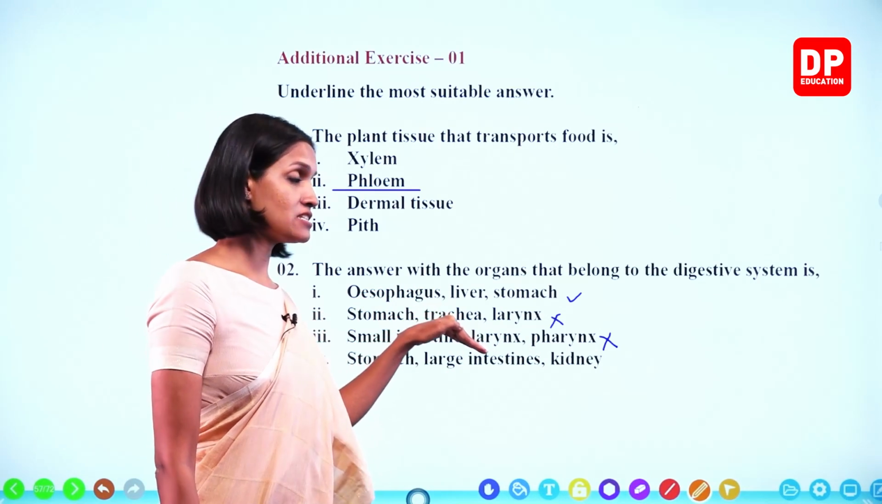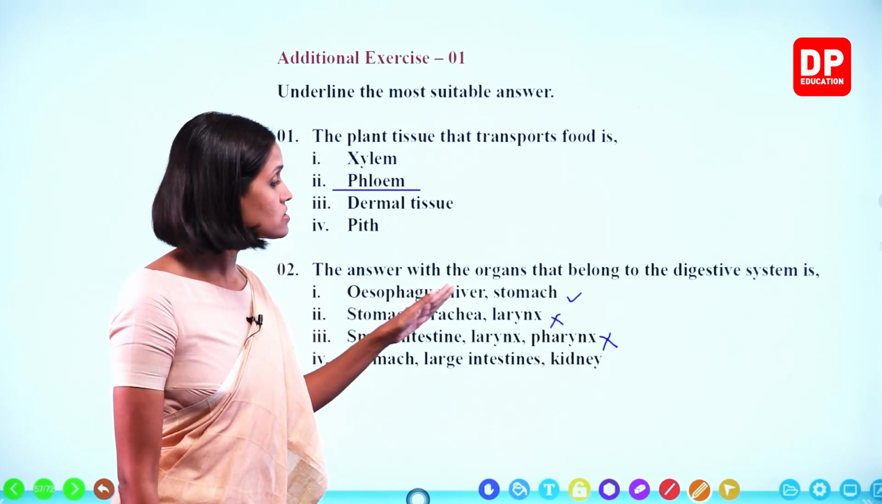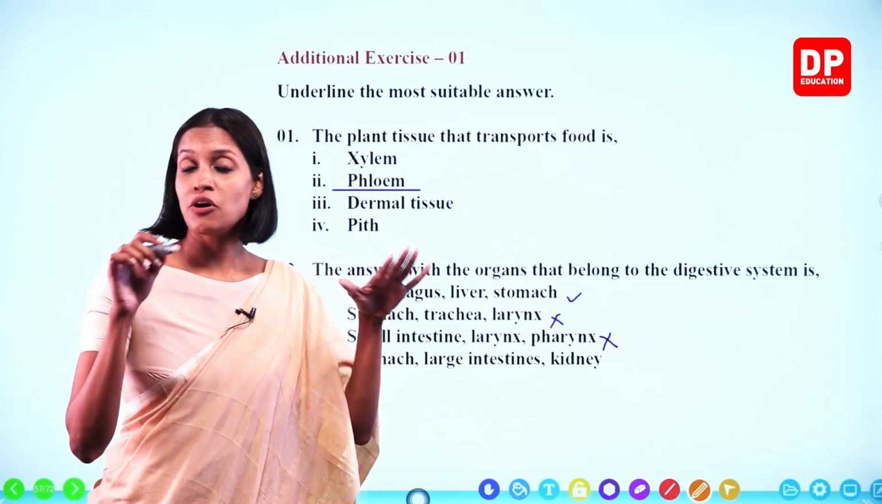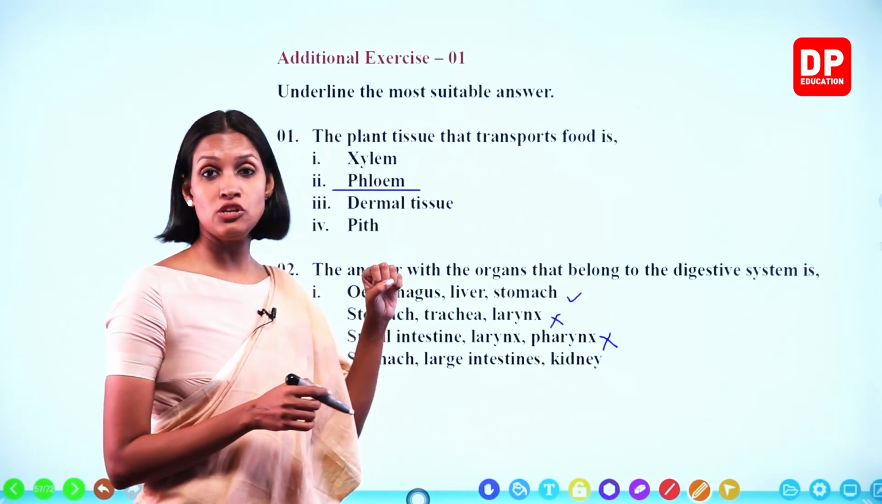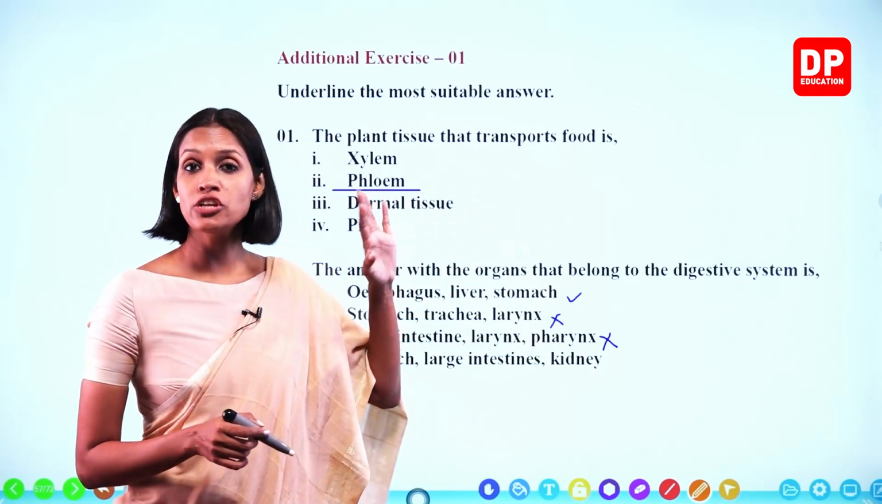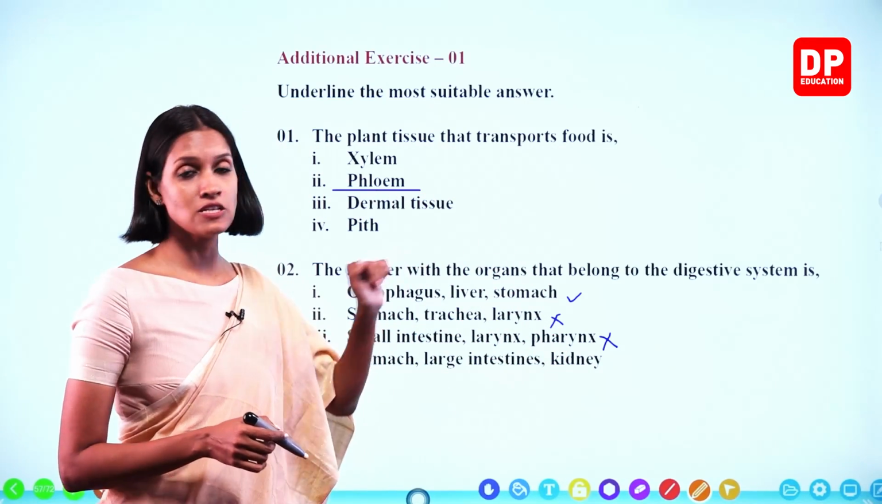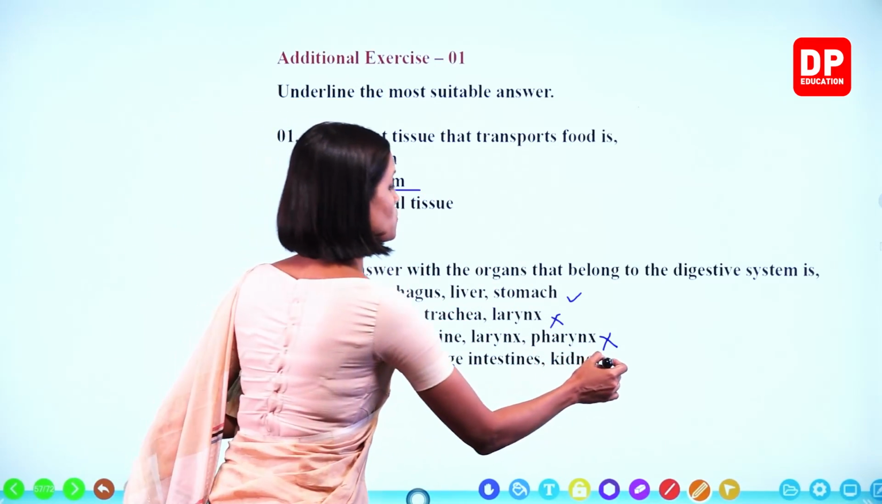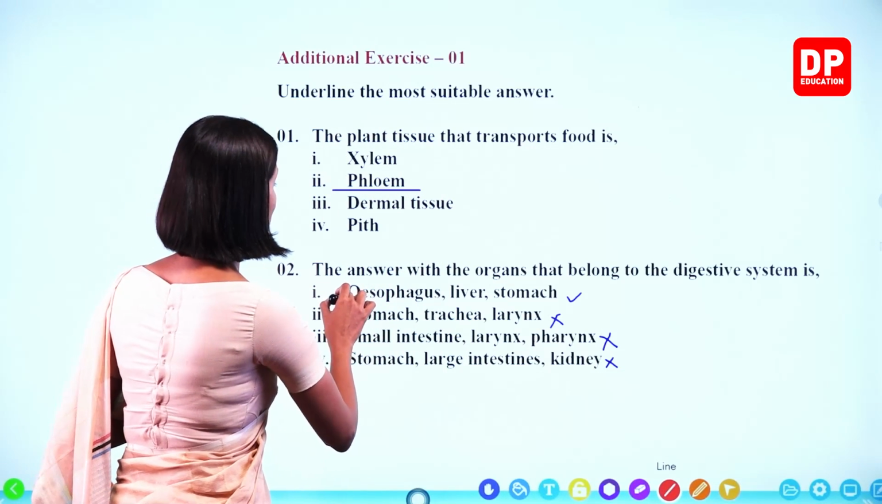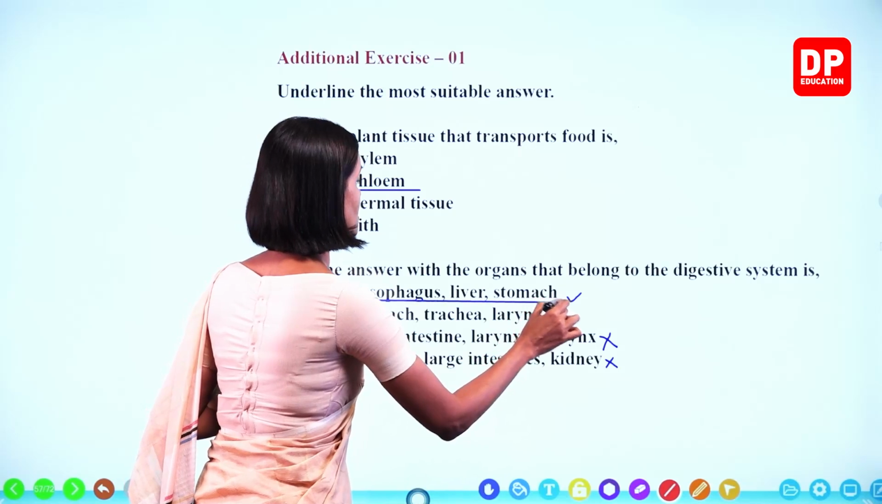Stomach and large intestines belong to the digestive system, but kidneys belong to the, remember we learned about that 3D structure even though we did not learn it in the lesson. As an example, we learned about the urinary system. Their kidneys were there. Right? This answer is also not correct. Therefore, what is the correct answer? Esophagus, liver, stomach. The first answer.